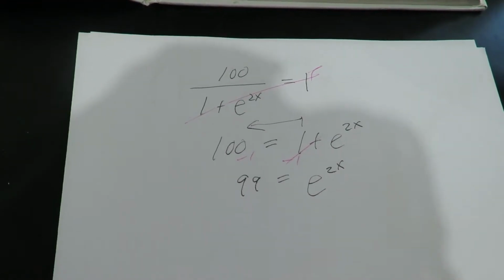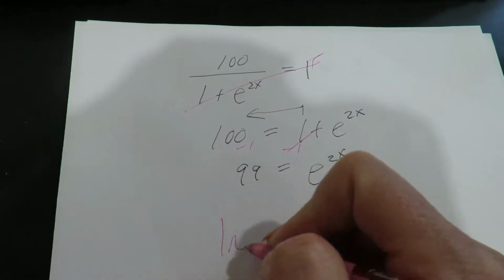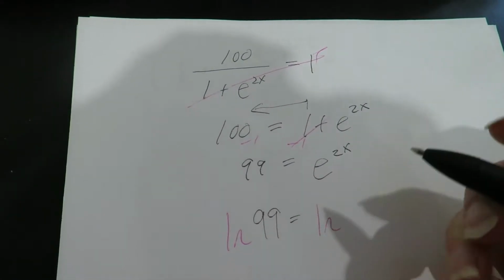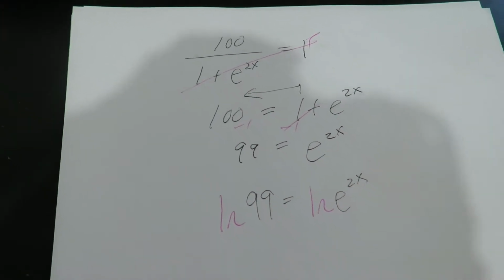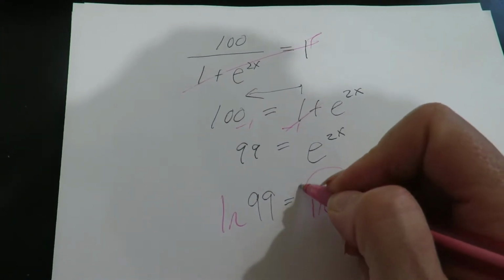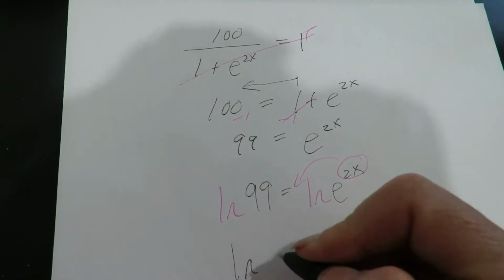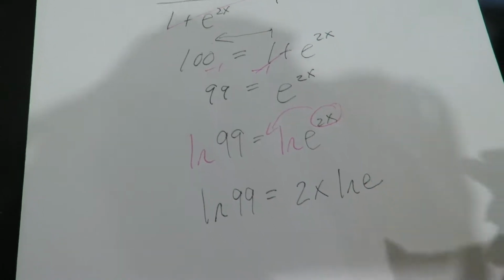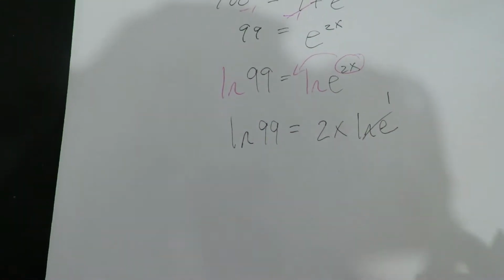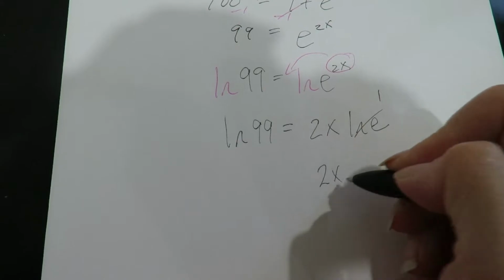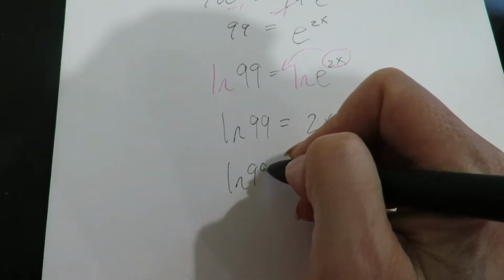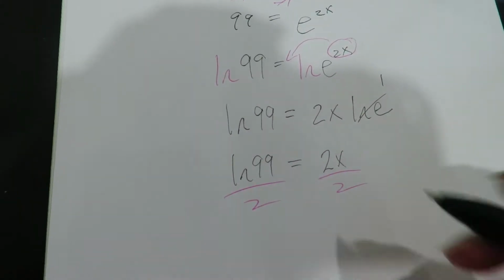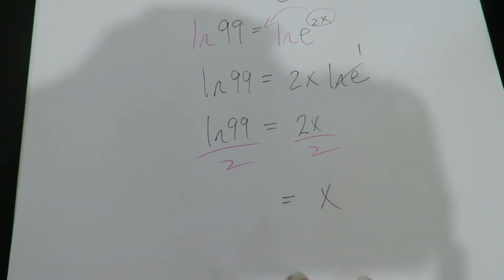And now we can go ahead and take the ln. So I'm going to take the ln. That allows me to bring this down in front. Okay, remember ln of e is equal to 1, so that goes away. And we're almost there. We're going to just divide off this 2. Right, so now we get the x by itself.